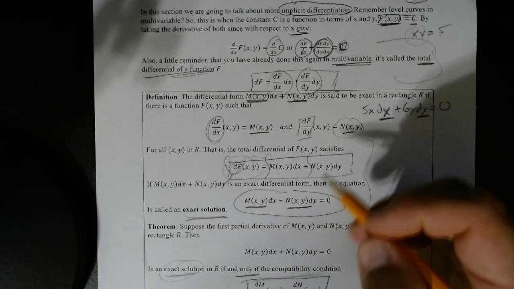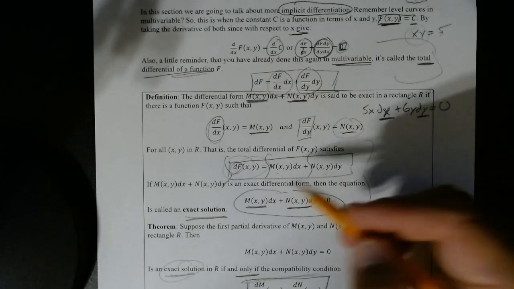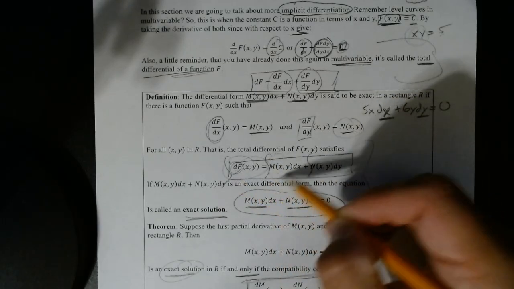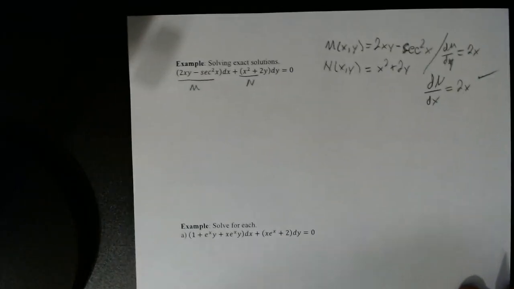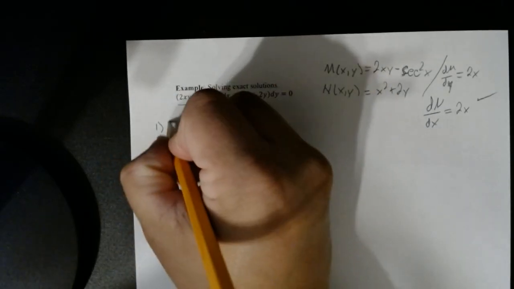That's the plan of work. The first thing going backwards is to take the integral of both M and N with respect to x and y. So step one, we're going to take the integral of M.